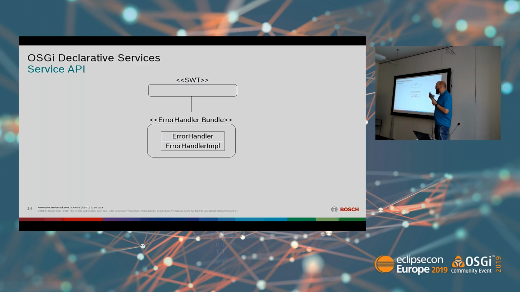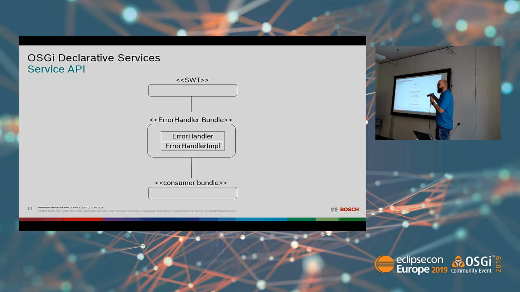Now this error handler impl has a dependency to SWT because we wanted to show a dialog if an error happens in my Eclipse IDE. That means I have a transitive dependency from the consumer bundle to SWT. I know there are mechanisms inside OSGi that you can hide this without the exporting and stuff, but at build time you have this dependency. But I probably don't want this.